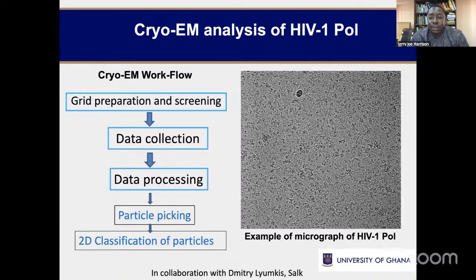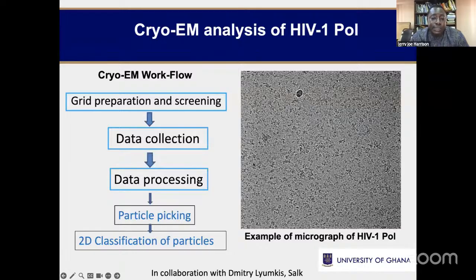Because we knew that crystallization was not going to work, we tried a few things. So we went to cryo-EM. Eddie's long-term collaborator, Dimitri Limkis at the Salk Institute, had been the person that we've been working with for some time. So we sent the protein to his lab, initially did a whole bunch of screening, got some very good grids.